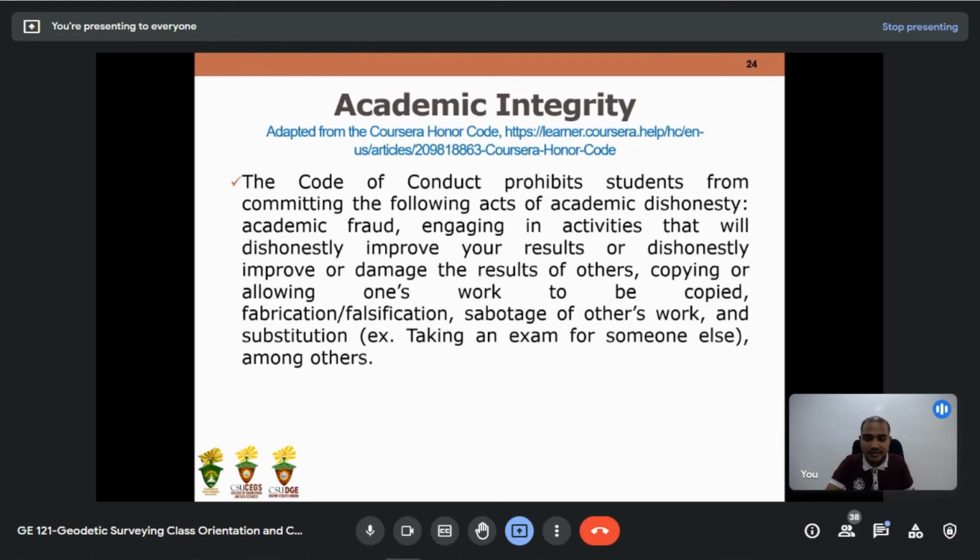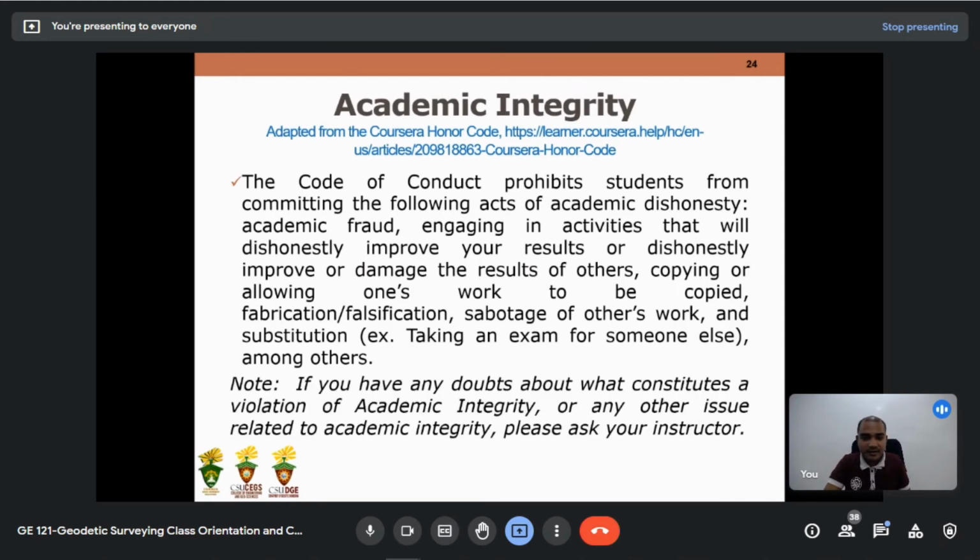Next, if you have doubts about this discussion about academic dishonesty or integrity, you can ask me, or if there is a provision in your handbook that you did not understand, you can approach me so we can discuss it.